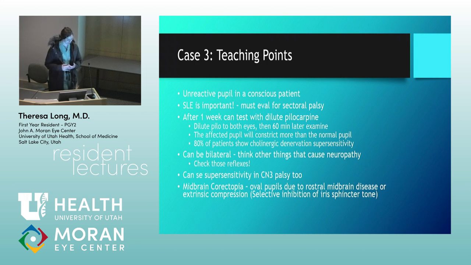And then two points that Dr. Degree had in his teaching points as well: you can have supersensitivity with a cranial nerve 3 palsy. He also talks about midbrain corectopia, where you can have oval pupils due to rostral midbrain disease or intrinsic compression.